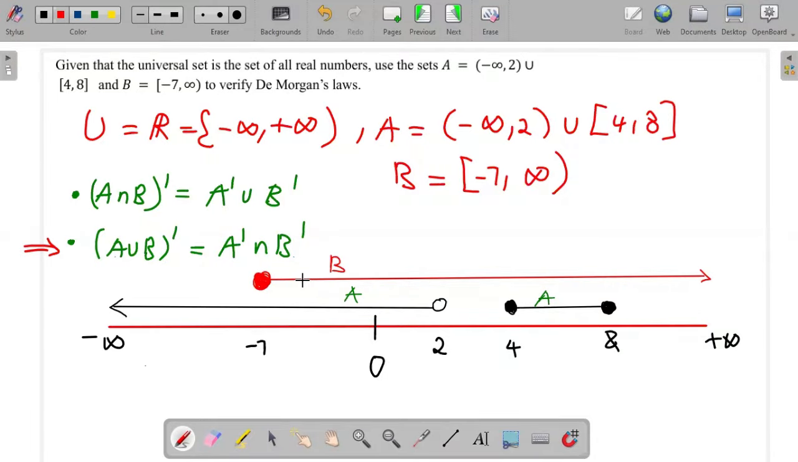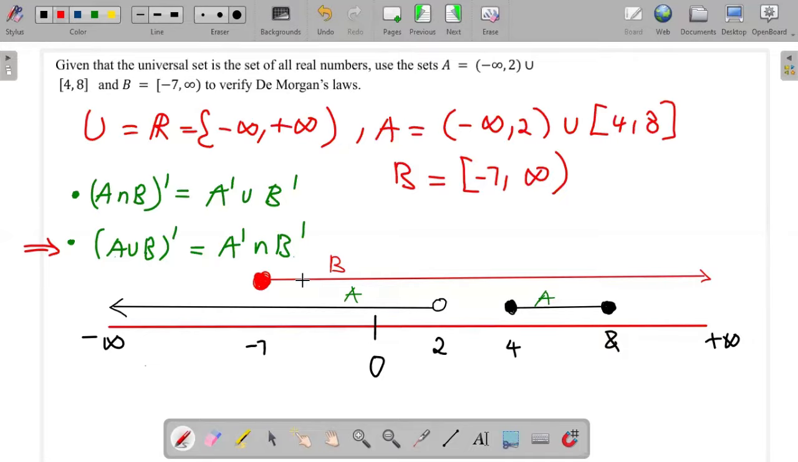-7 to 8. -7 to 8. Are you sure? A union B. Okay. Anyone who can try. What is the A union B? Negative infinity to infinity. Yes. Okay. So everything is covered. All the numbers there. They are either in A or in B.